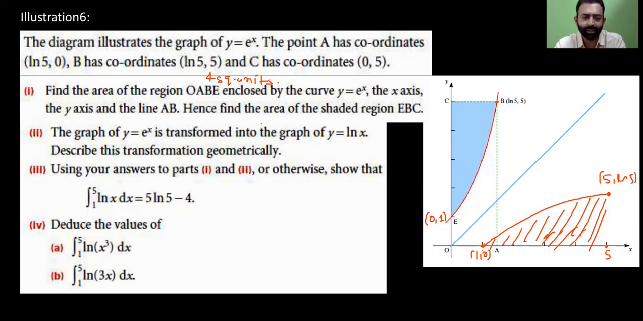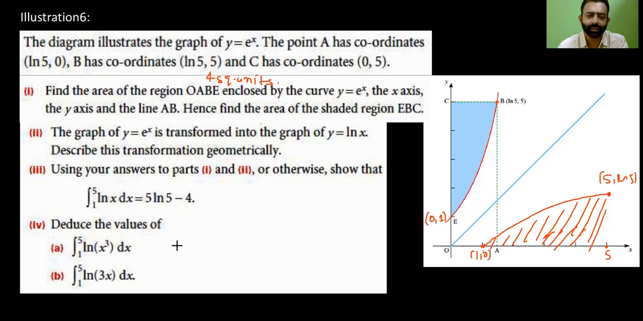The fourth part says to deduce the values of the integral of ln x cube from 1 to 5, and the second part says ln 3x from 1 to 5. The basic value of the integral of log x from 1 to 5, we know it is 5 ln 5 minus 4. So how can we deduce the values? It is very simple, by using the properties of logarithm.